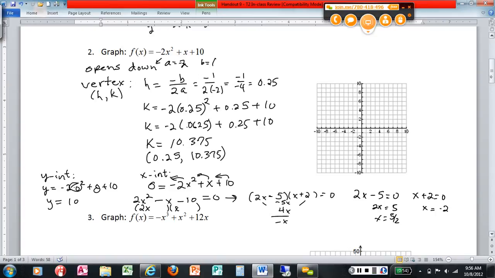This should be enough information here to graph it. We know it opens downward. The vertex is 0.25, 10.375. So there's your vertex up here. The y-intercept is 10, so it's right there beside it. And the x-intercepts, well, you got 5 halves, you got negative 2. So 2.5. So negative 2 and then 2.5. There you go. Okay? Question or concern?